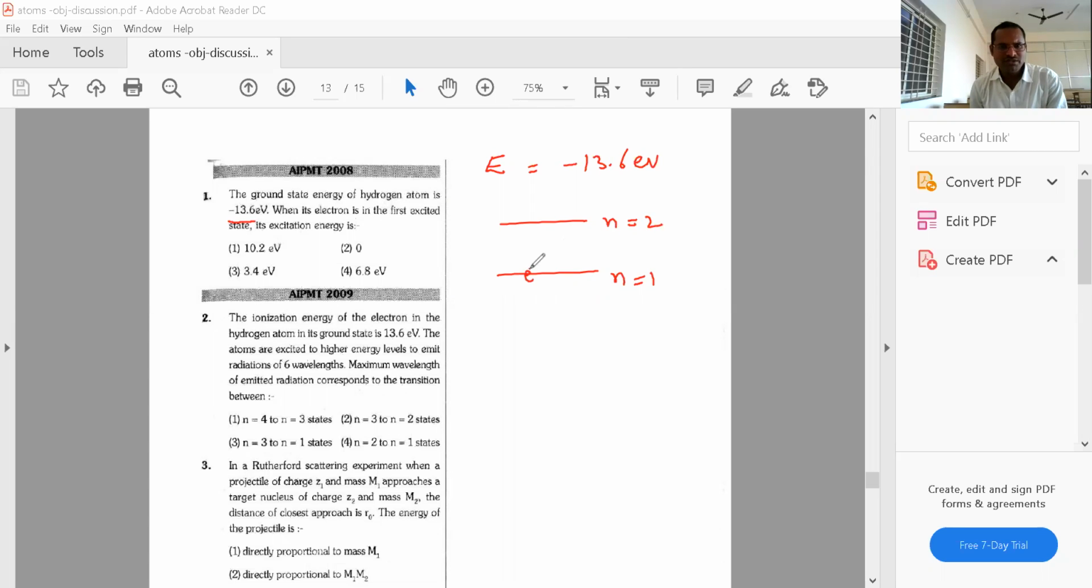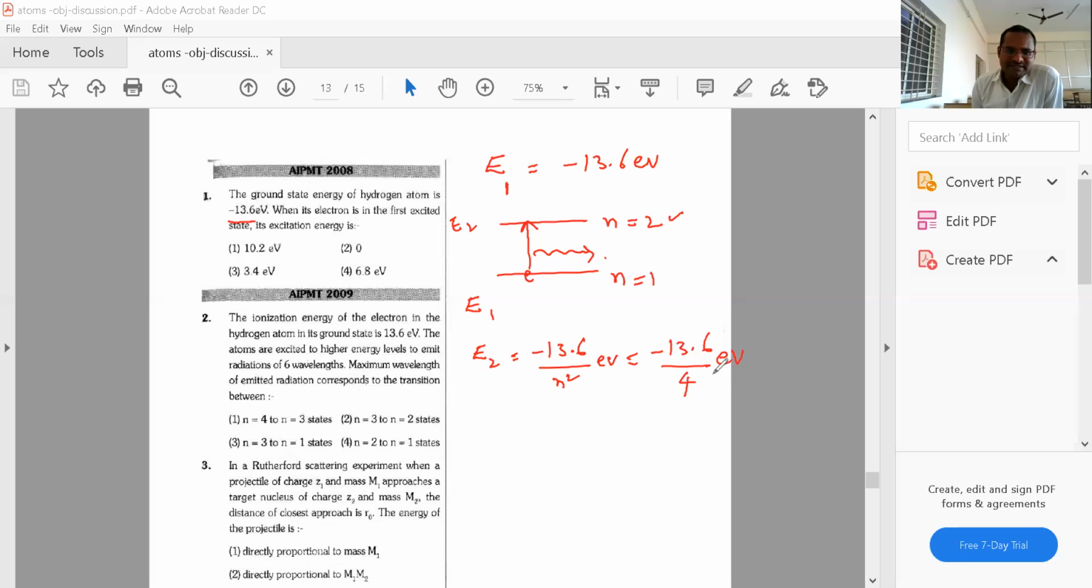So from here to here, if the electron has to excite, how much energy is required? That energy is called the excitation energy. Here the energy we know is E1, and let us take the energy here as E2. E1 value is given as 13.6 electron volt. Then what is the E2 value? We know E2 is equal to minus 13.6 divided by n square electron volt. Because n is equal to 2, it will be minus 13.6 divided by 2 square, which is 4, electron volt.